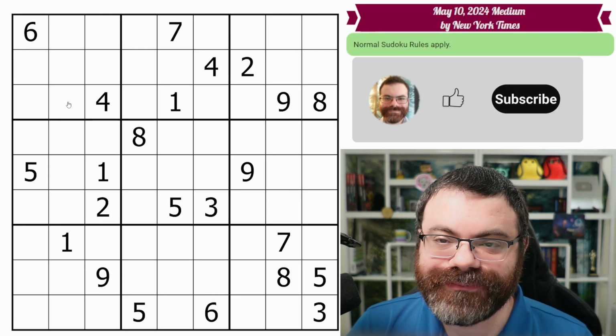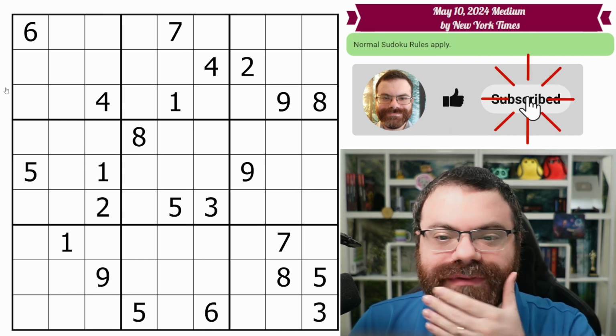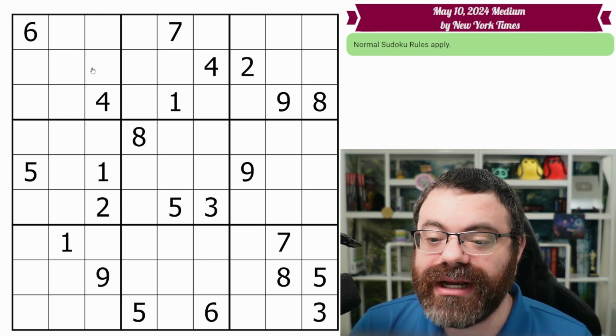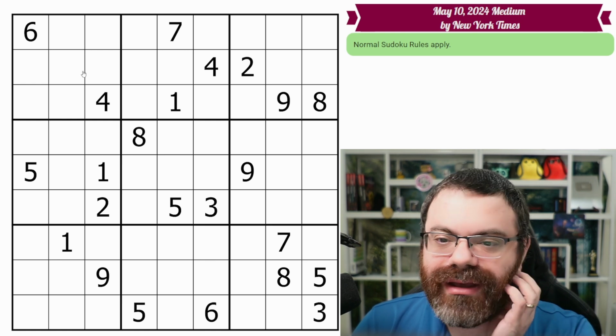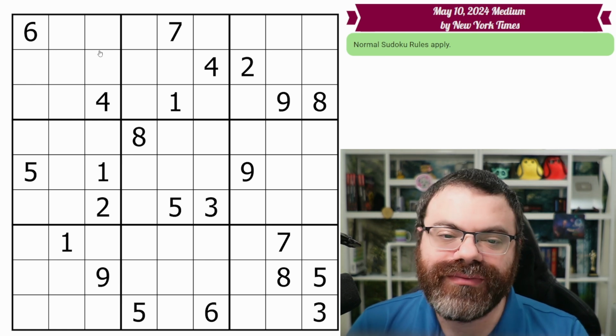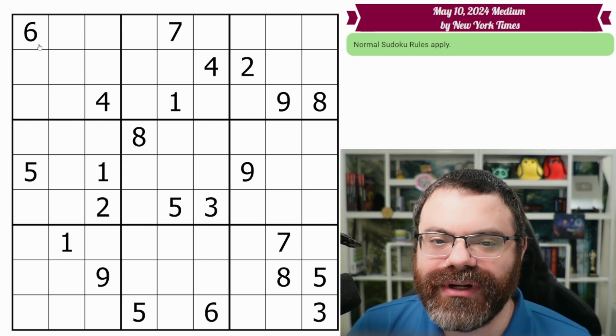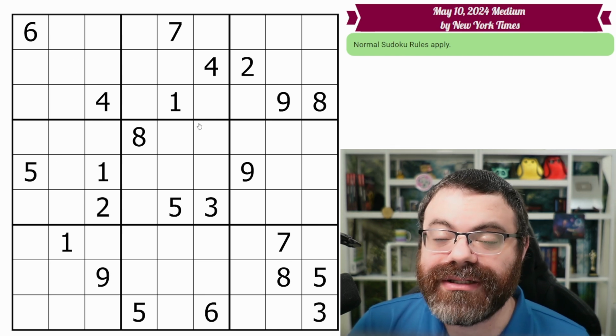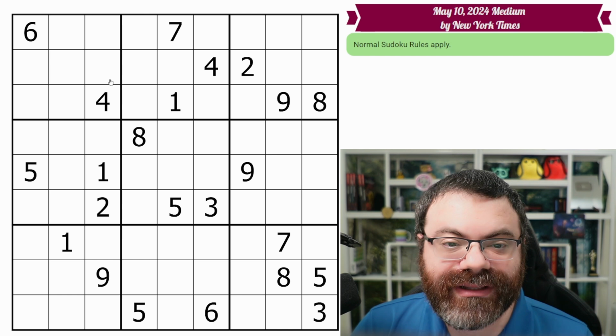So I intend these medium solves to be for people who are newer to Sudoku, so as a result I do explain a lot more as I go compared to my hard solves. That's going to include terminology, so bear with me here. We're going to go over a little bit of terminology before we get started, and then we're going to go through my systematic method for solving these.